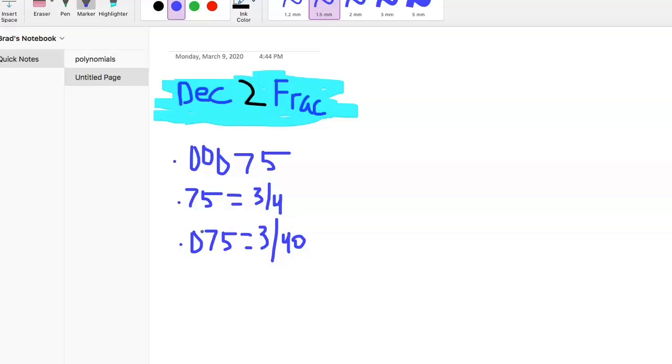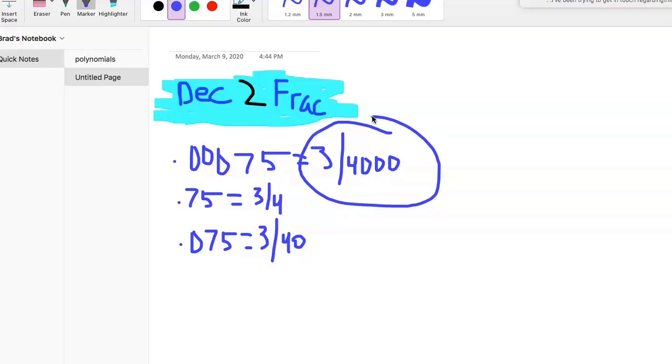3/40. This one though has 3 zeros where this one only had 1. So from here I need to add 2 more zeros to the denominator. 3 stays there, but rather than 40, I need to add 2 more zeros. There's 1, there's 2, there's my answer: 3 out of 4,000. So anyway, that's how you do decimals to fractions. It can look complicated at first, but you just got to know this rule, and then you're good to go.